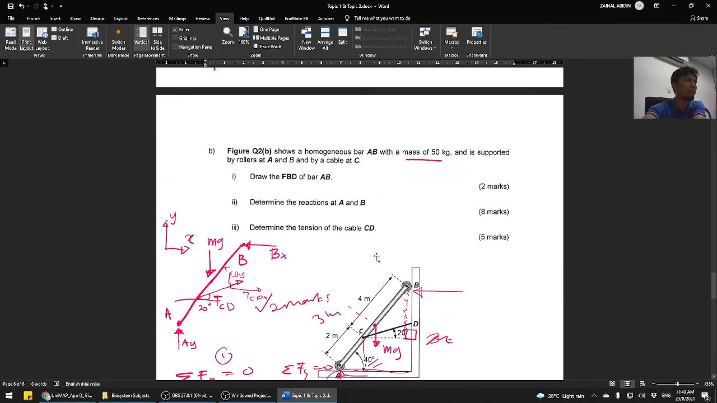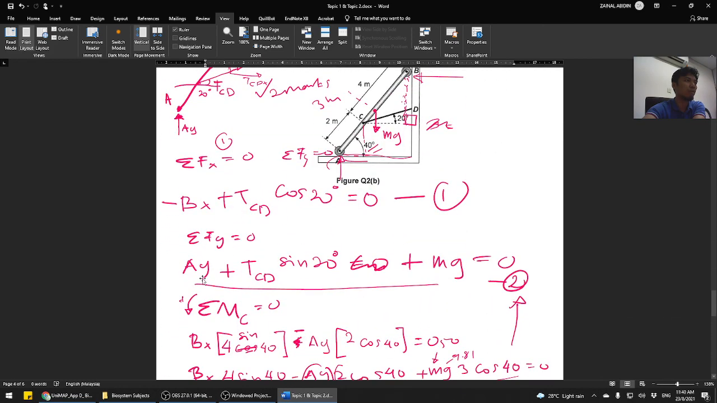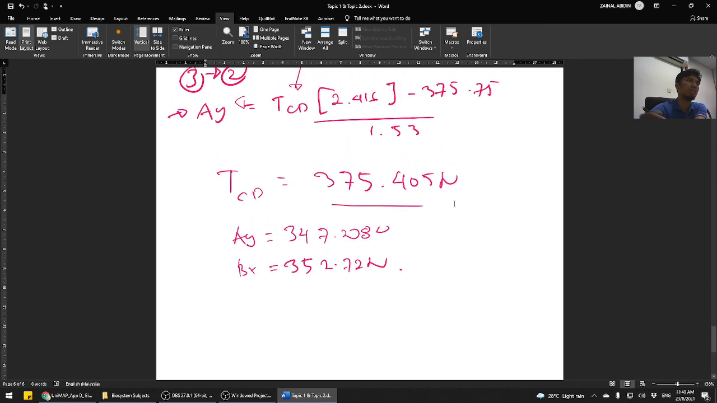Okay, and if you read back the question here, tension of cable CD. So your calculation here is solving for tension CD itself. So you find TCD first. After that, you find the component force of this.